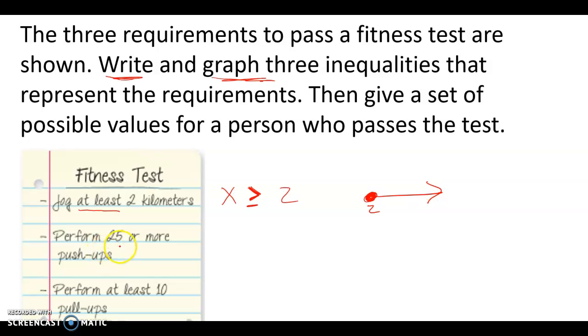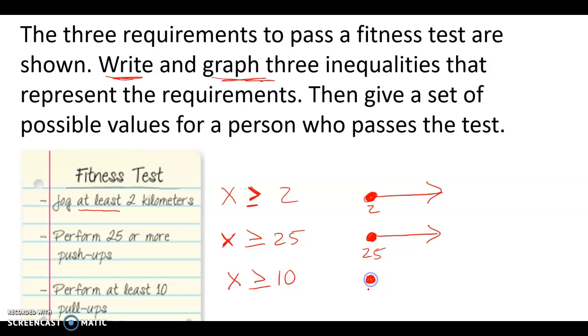So the next one, perform 25 or more push-ups. So if you can do 25 or more, that's greater than or equal to 25. So we are going to, on this one, the circle is going to be closed again at 25, and it's going to be going to the right. And then perform at least 10 pull-ups. So at least means 10 or more. So it's going to be greater than or equal to 10.